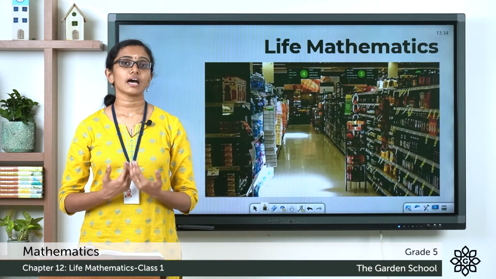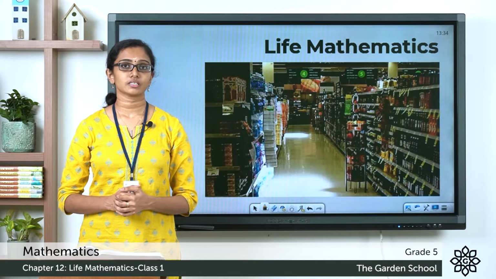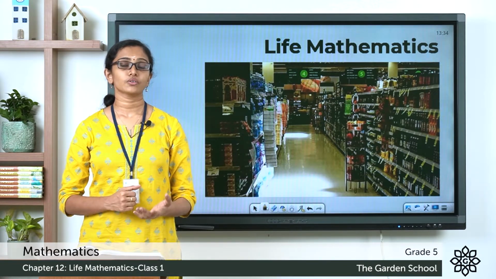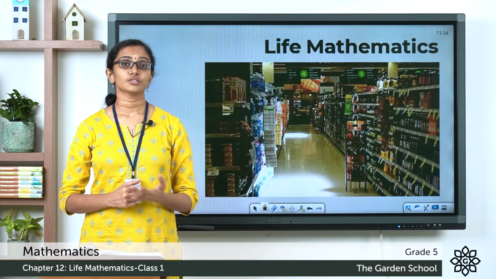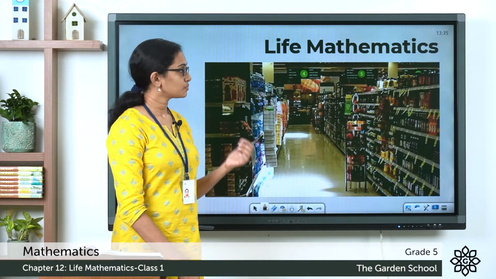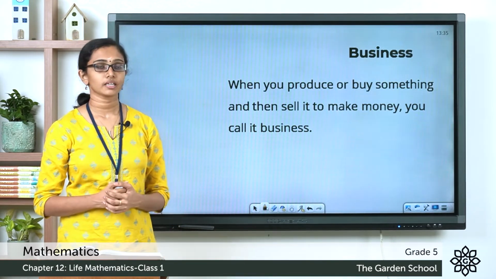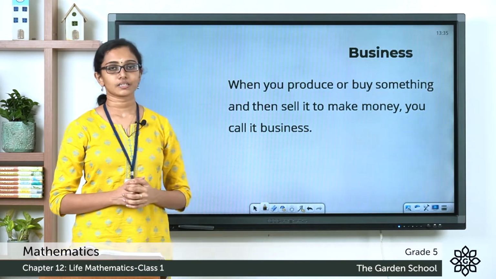So imagine I am a farmer. I grow or produce vegetables in my farm and I'll go sell these vegetables in the market in bulk quantities to earn money. So I'll say it's my business. When someone produces or buys something and then sells it to make money, you call that a business.